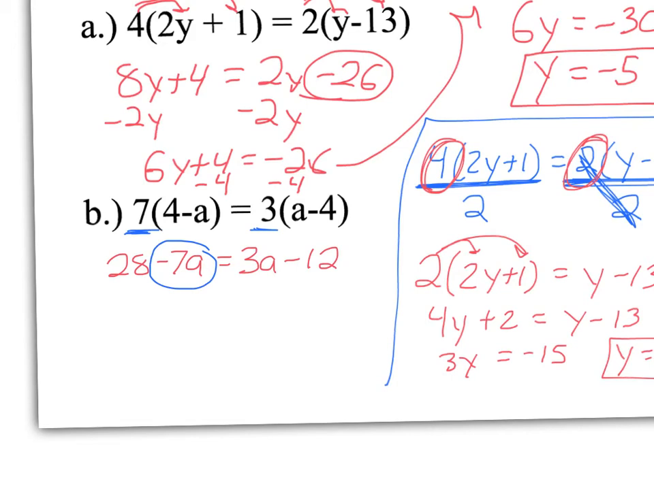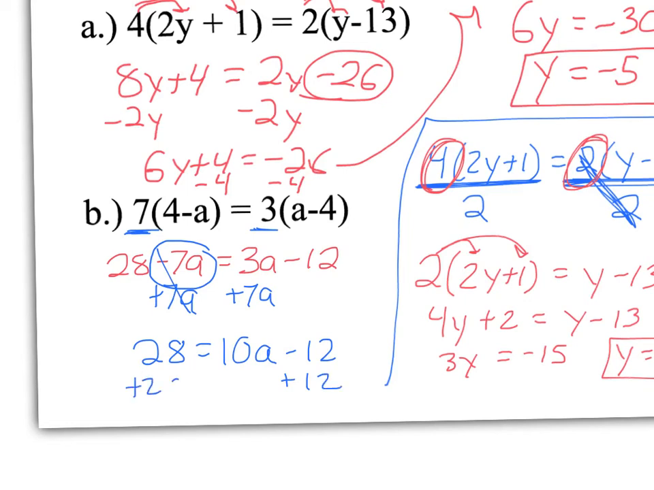What I would do is I would add 7a to both sides. And then you just have to worry about positives again. So negative 7a plus 7a cancels out. So you have 28 equals 3 plus 7 is 10a minus 12. Add 12 to both sides. You get 40 equals 10a. Divide both sides by 10, and you get a equals 4.